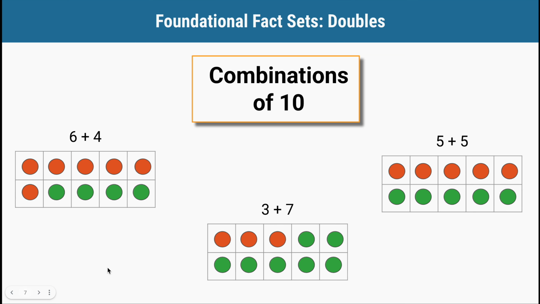Another foundational fact set is combinations of 10. So some examples, any 2 addends that equal 10, so 6 plus 4, 3 plus 7, 5 plus 5. And as shown on the screen here, often 10 frames help us develop these combinations of 10, being able to really clearly see if I have 6, 4 is the number that goes with that to make 10. There are 4 more spaces on the 10 frame.